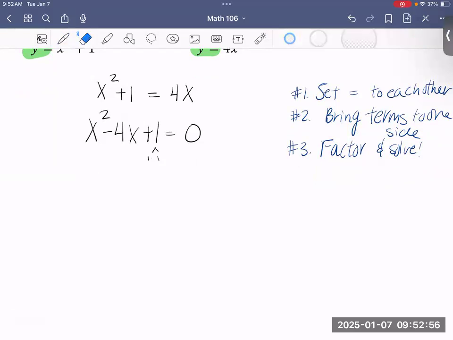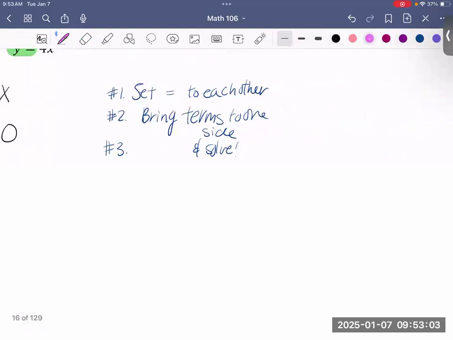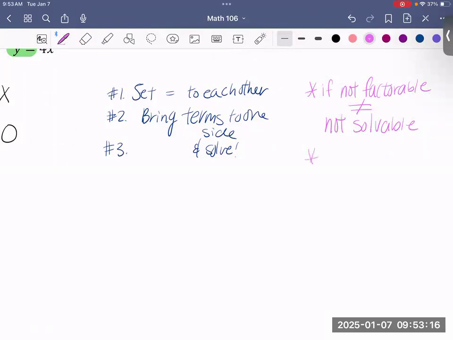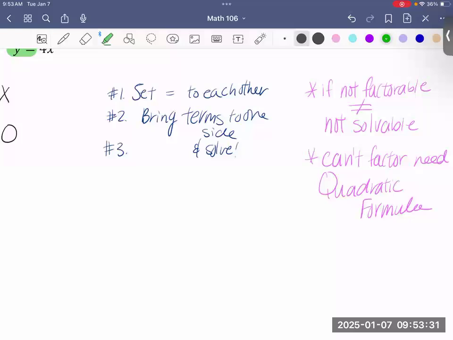So if it's not factorable, we still need to solve, right? So I'll write it over here. If not factorable, that doesn't mean it's not solvable. We just can't factor. Therefore, we need the quadratic formula. Anybody know what the quadratic formula is?